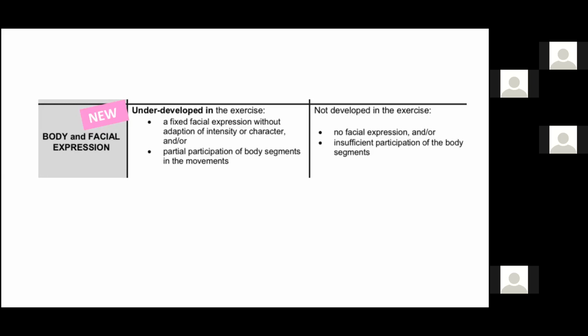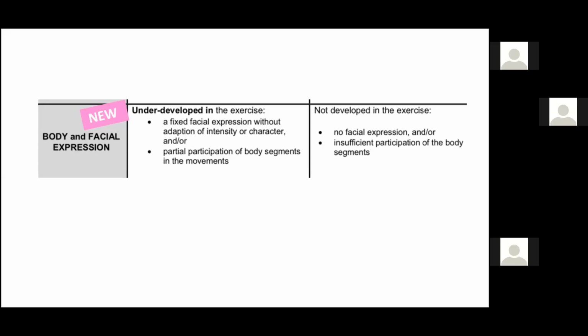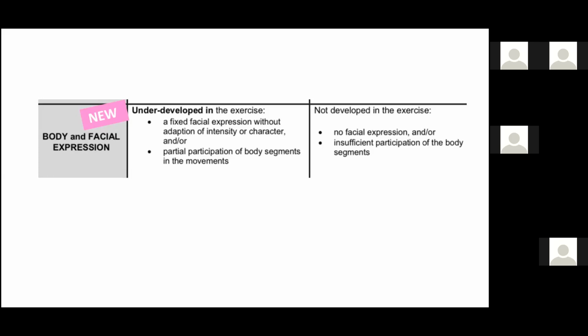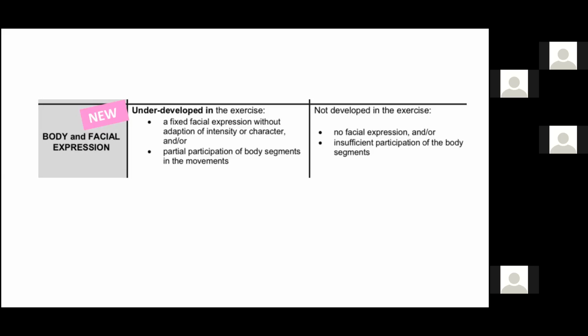It's fixed when you have a fixed facial expression, without adaptation to the speed or intensity of the exercise or the character. It's the same all over the face and she doesn't change her facial expressions. And if she has partial participation of her body segments in the movement, what does partial mean? Not all her segments are moving in the exercise. When do I take the 0.5 penalty? When there is no expression at all during the whole exercise, or when there is insufficient participation of the body segments, when she's very rigid, stiff.